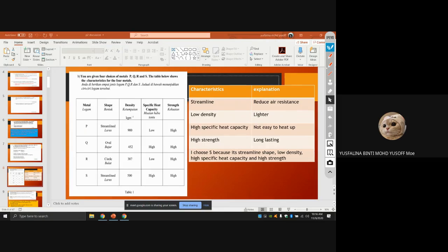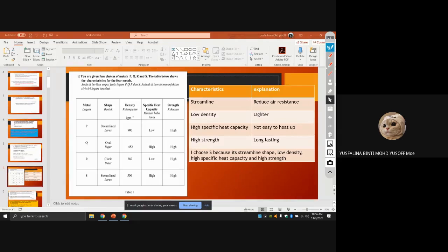The first one, the metal should have a streamline shape, to reduce air resistance. The density should be low, so it will be lighter. The specific heat capacity should be high, so it is not easy to heat up. And the strength should be high, so it will be long lasting.